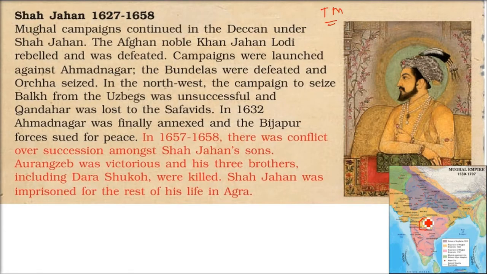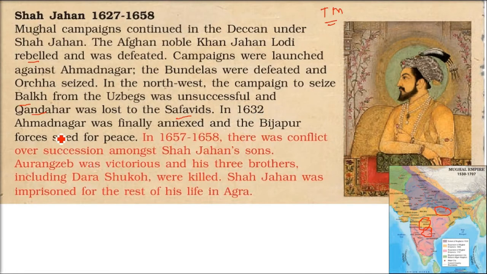He continued the Deccan Mughal campaign, and there was an Afghan Abhijat, a big noble, Khan Jahan Lodi. He rebelled and was defeated. Then they campaigned against Ahmednagar. The Bundelas means Jhansi, not Gwalior, but the Mahoba part of Bundelkhand, and Orchha just near this, they captured. And in the northwest, they campaigned for Balkh against the Uzbeks. It was unsuccessful, and they also lost Kandahar to the Safavids.